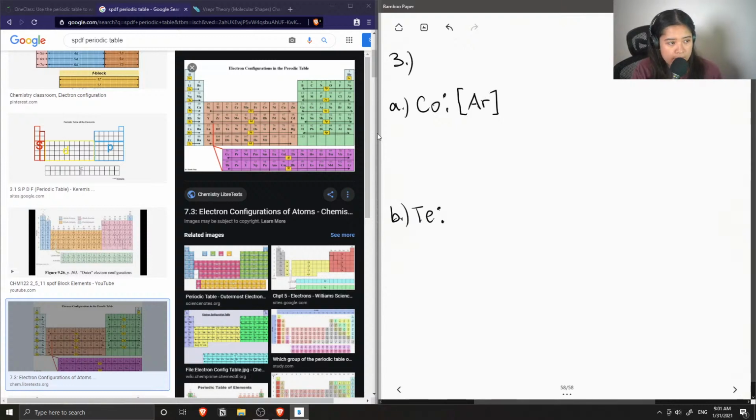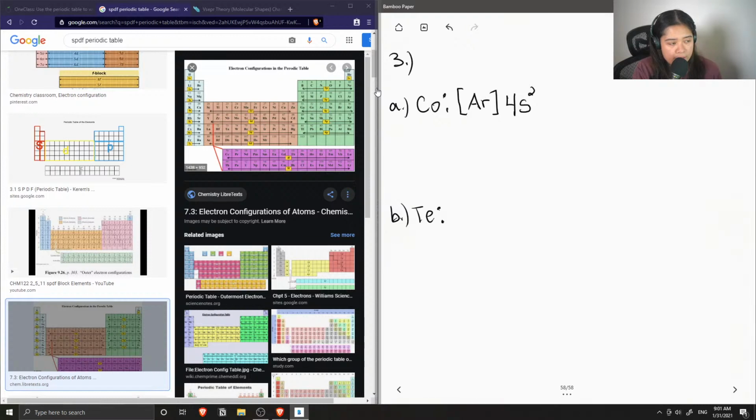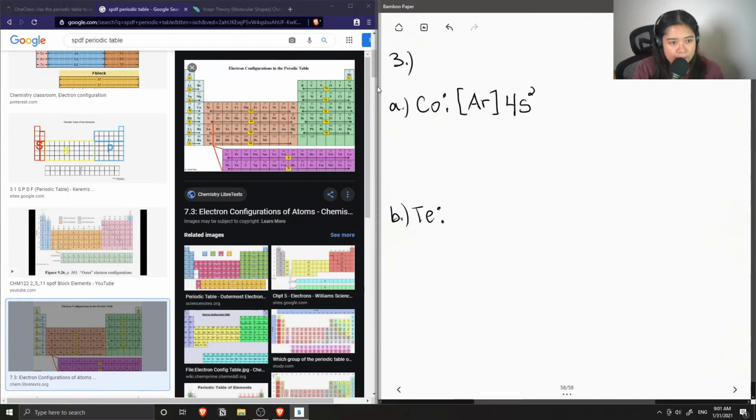Okay, so argon, and then we move down to row 4 and write the block letter s. 2 electrons can fit in an s orbital. And then we count out how many electrons are in the d orbital up to the cobalt. So 1, 2, 3, 4, 5, 6, 7. So we write 3d7.